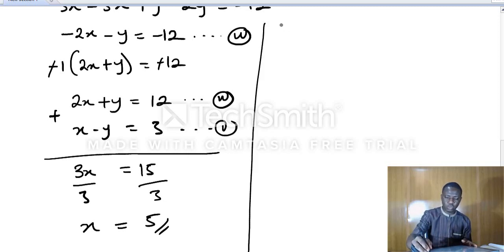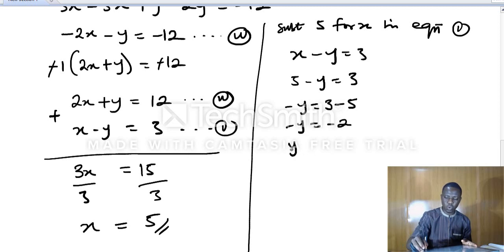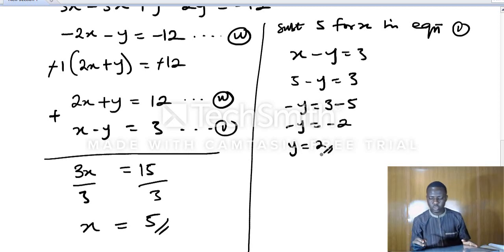Now I have gotten x to be equal to 5. What will be my y? I will now substitute 5 for x in either of the equations. I'm going to use equation 1. Equation 1 says x minus y is equal to 3. That is 5 minus y is equal to 3. Minus y will be equal to 3 minus 5, and minus y is equal to minus 2, where y is equal to 2. So my value for y is 2, and x is equal to 5.